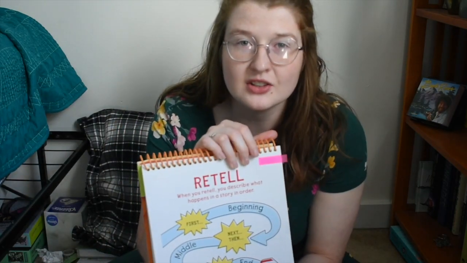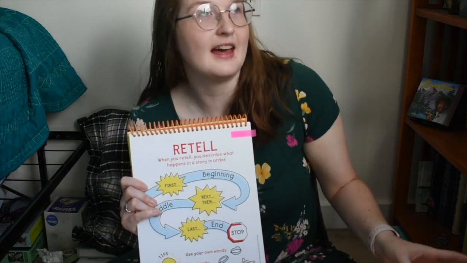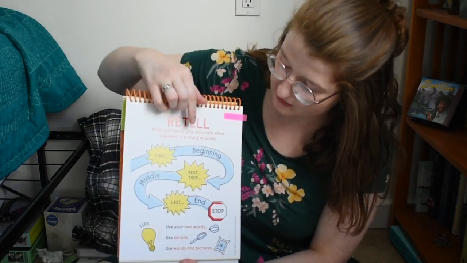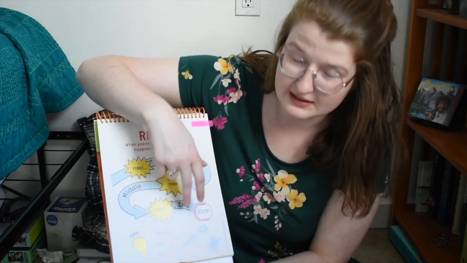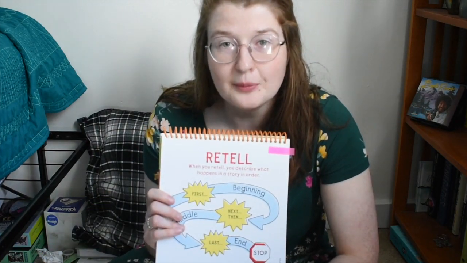So when we retell the story at the end, you're going to follow the retell structure, which we've talked about a lot, where you go first, next, then, last, and you want to share to somebody what happened in the story at the beginning, middle, and end without saying the whole story word for word over again. You're going to use your own words to tell the story. You're going to use specific details, and you're going to tell how the words and pictures helped you.